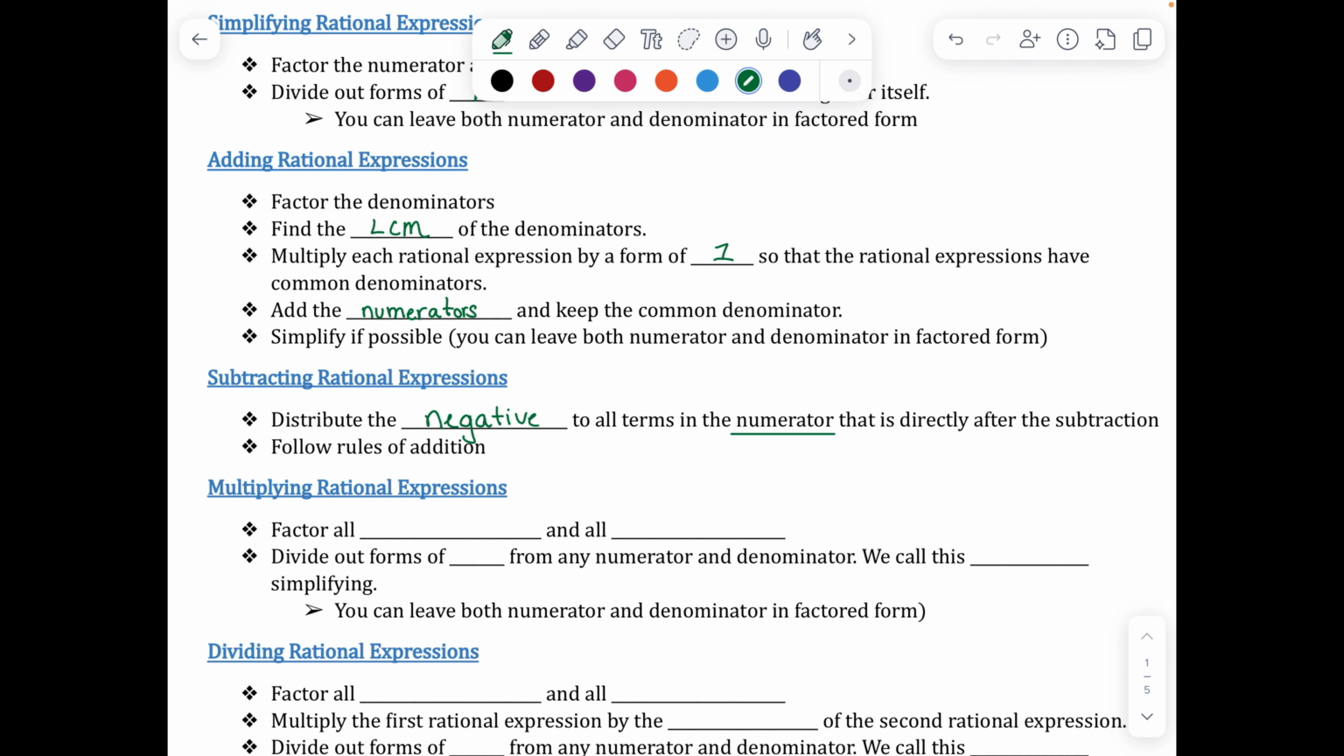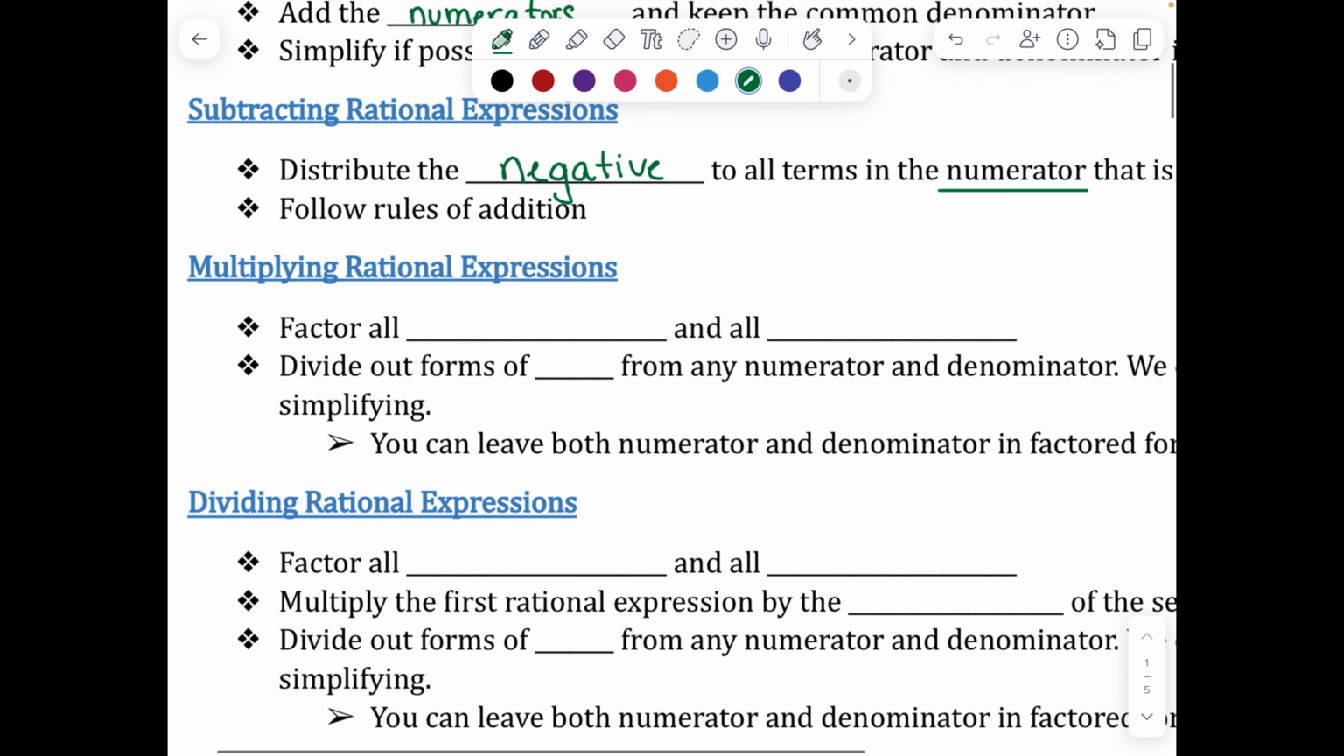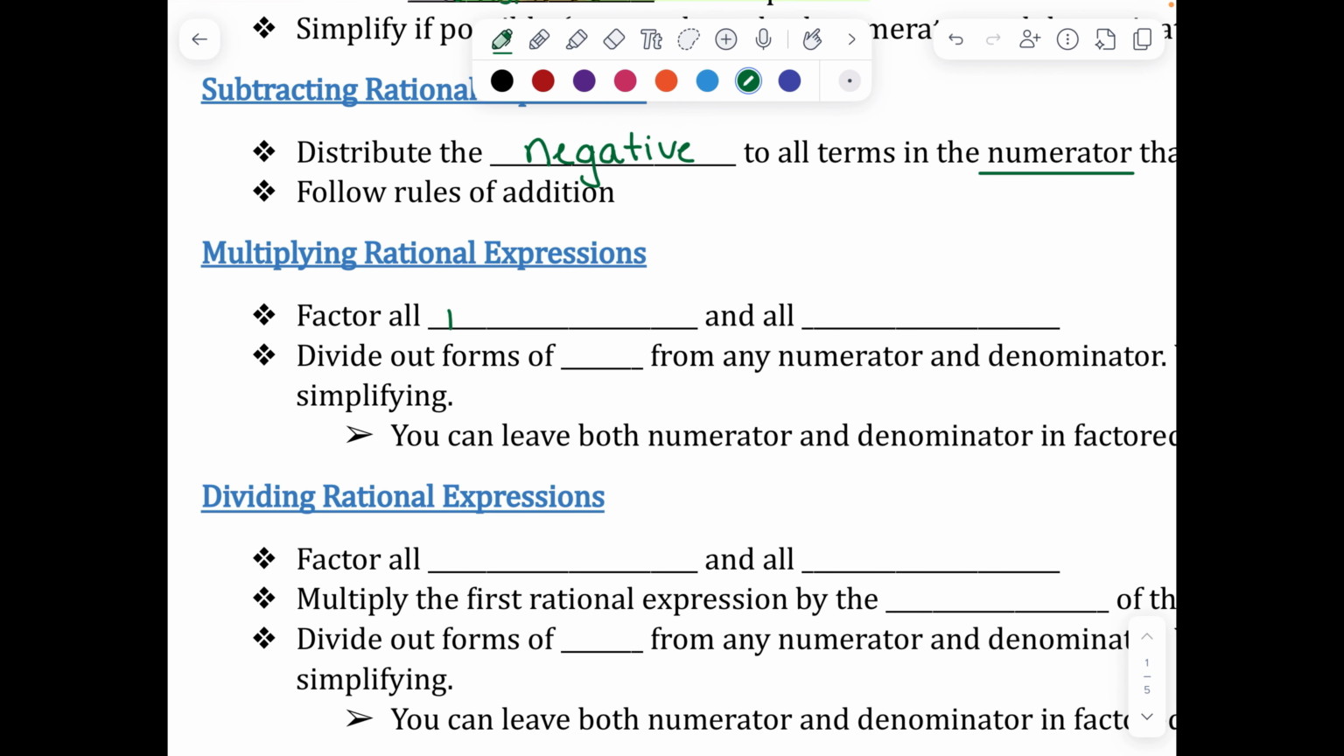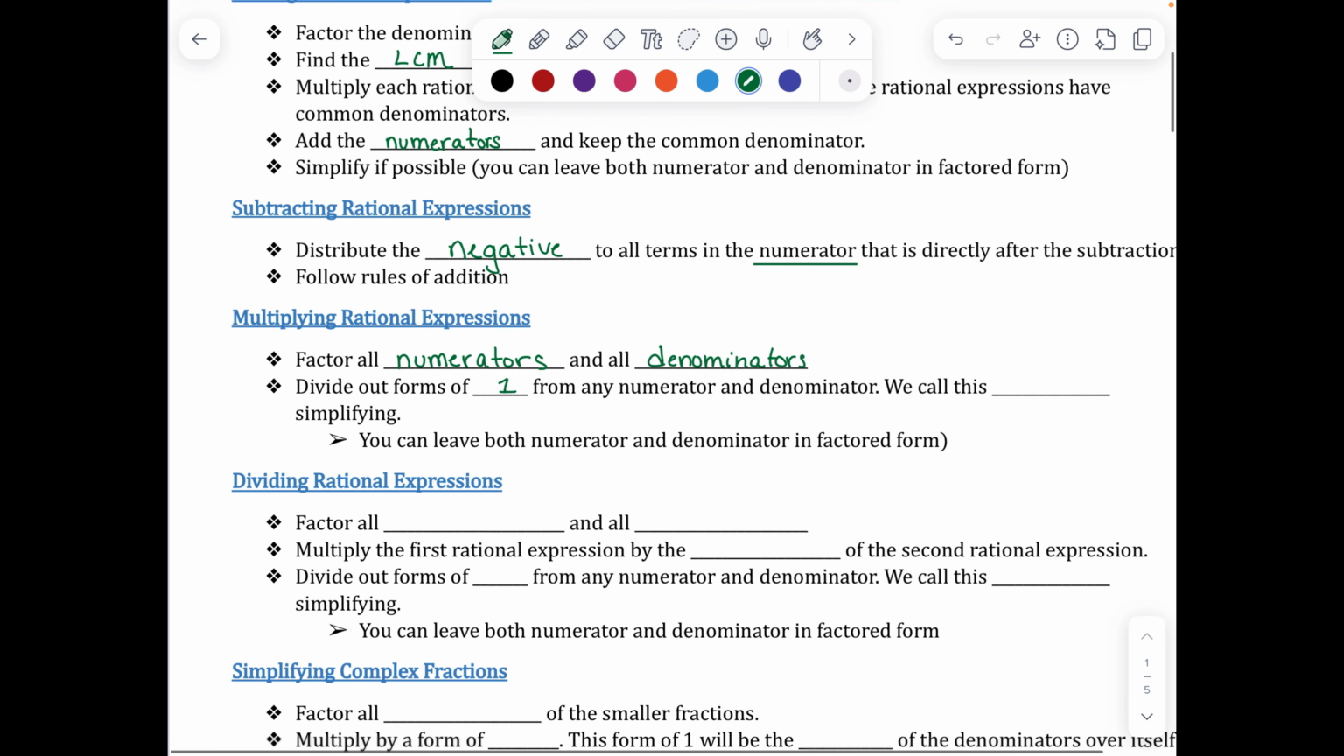For multiplying rational expressions, we want to factor all the numerators and all of the denominators. Then we're going to go ahead and divide out forms of 1 from any numerator and any denominator. So if it's in one numerator, one denominator, we can divide those out. And we call this cross-simplifying or cross-reducing. I think you've used that term too.